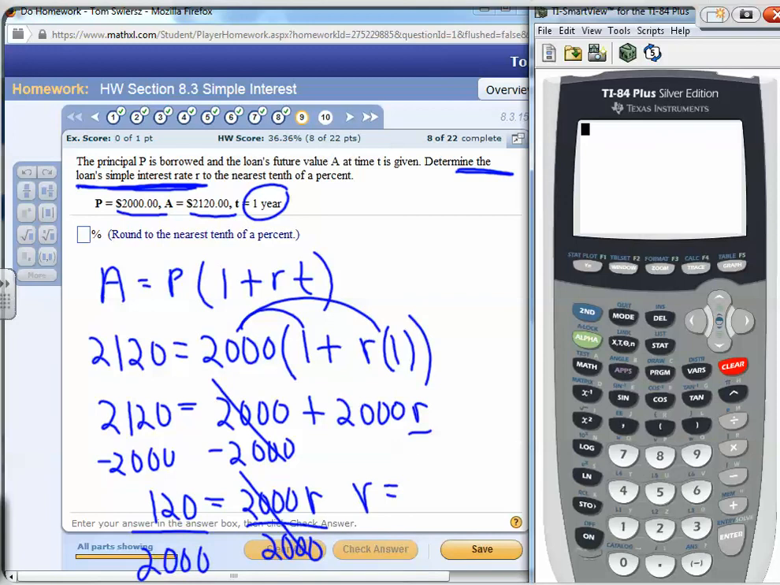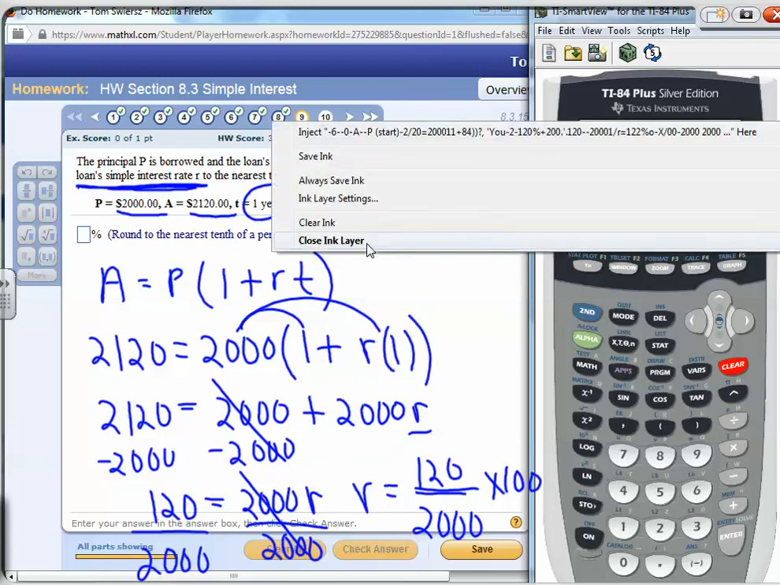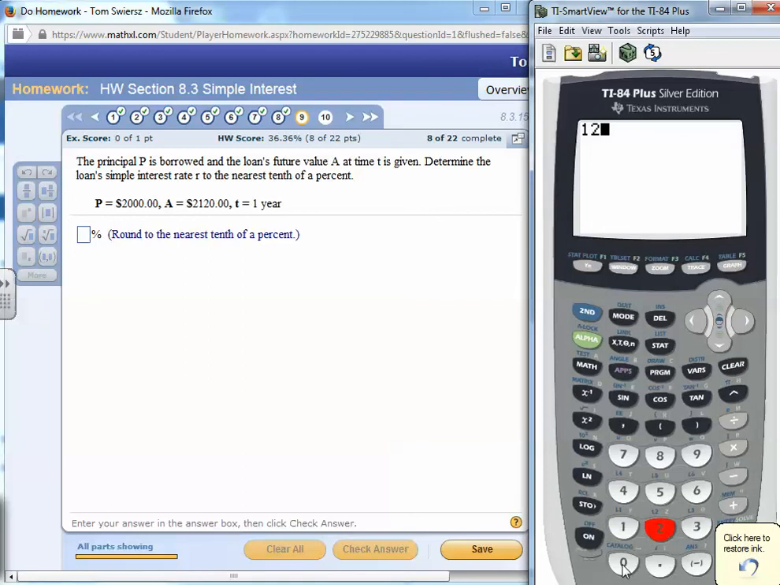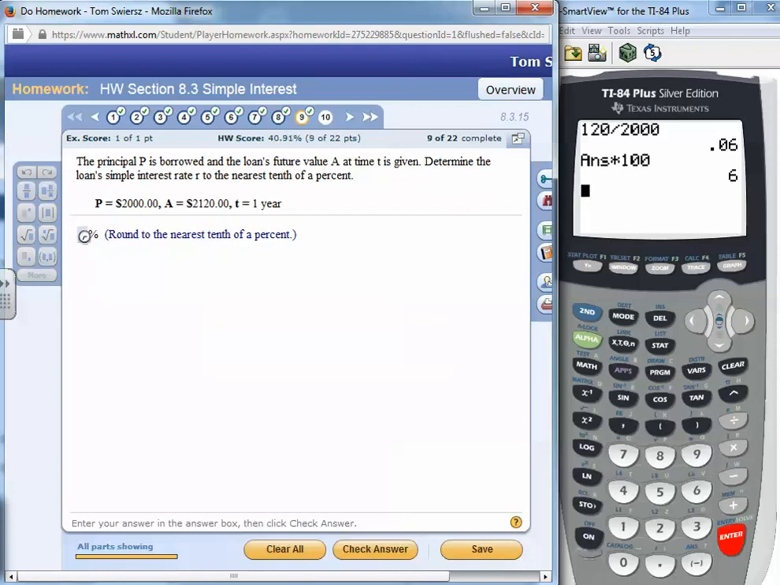So R is going to be 120 divided by 2,000, and then we're going to turn it into a percent, multiply by 100. So you've got to do a couple of algebra steps on this one. All right, so let's get the final answer on our calculator. We've got 120 divided by 2,000, and then as a percent multiply by 100, or move it over 2 places. So it's going to be 6%.